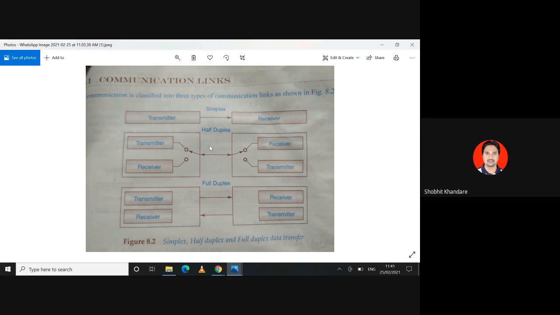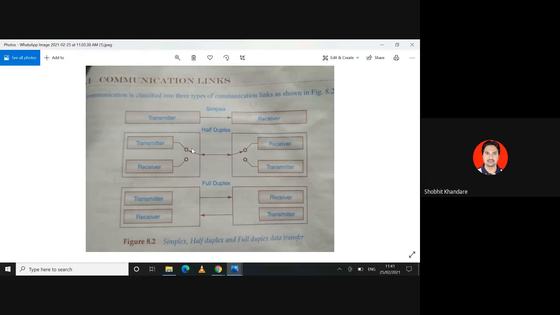हाफ डुप्लेक्स में क्या है, एक ब्लॉक है जहाँ पे ट्रांसमीटर और रिसीवर भी है और दूसरा ब्लॉक है जहाँ पे ट्रांसमीटर और रिसीवर भी है. तो अगर ये लेफ्ट वाला ब्लॉक को ट्रांसमिट करना है तो वो राइट वाला ब्लॉक रिसीव करेगा, और अगर राइट वाला ब्लॉक को ट्रांसमिट करना है तो वो लेफ्ट वाला ब्लॉक रिसीव करेगा. लेकिन देयर इज ओनली सिंगल लिंक.